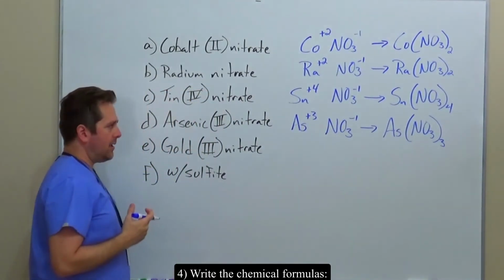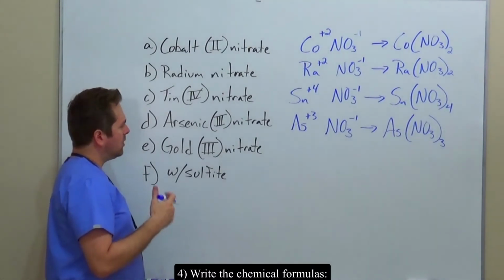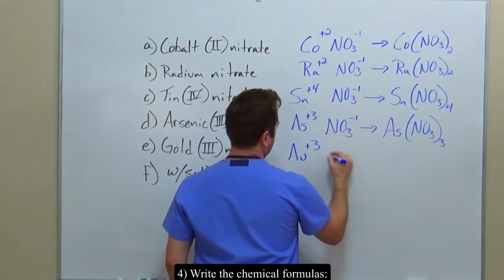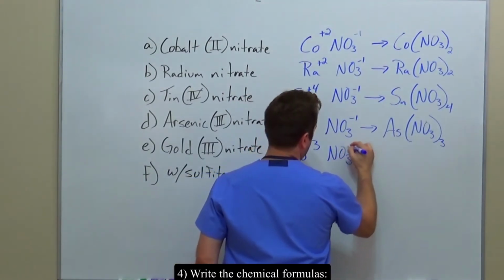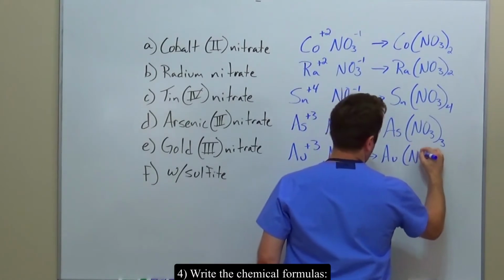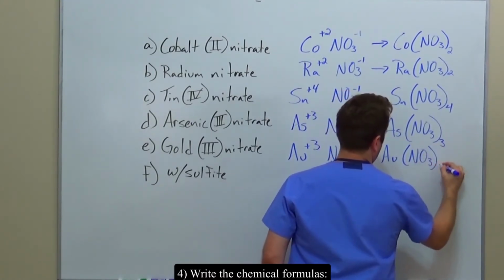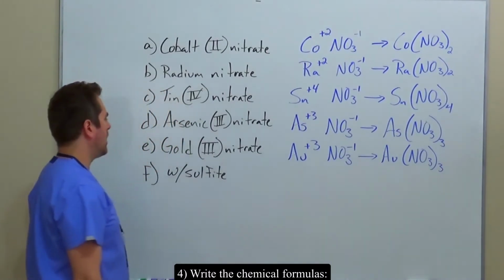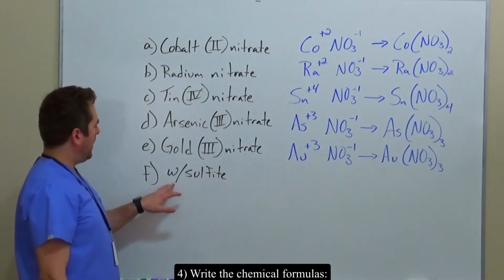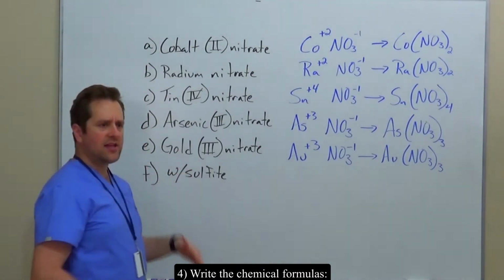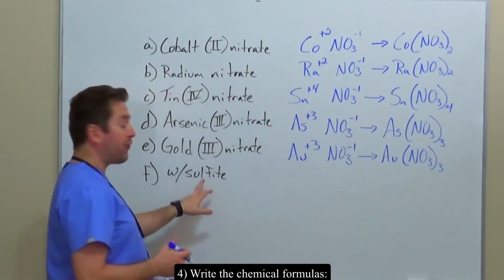All right, letter E, gold-3 nitrate. So here's our gold, +3. Here's our nitrate. Just the same idea. We'll use parentheses, and we need 3 nitrates to neutralize the gold. All right, now letter F. It wants us to go back and look at all of these cations as if they were bonded to sulfite.